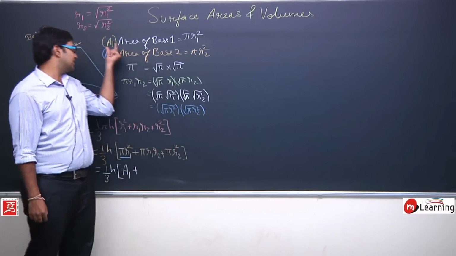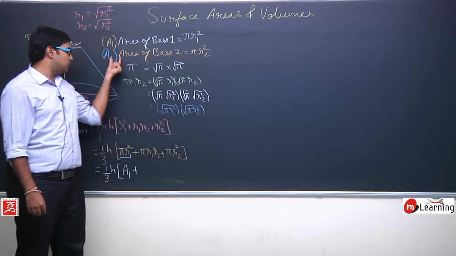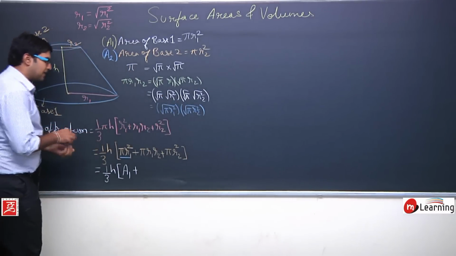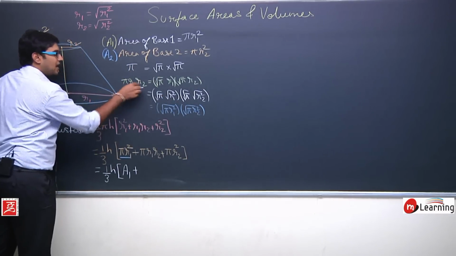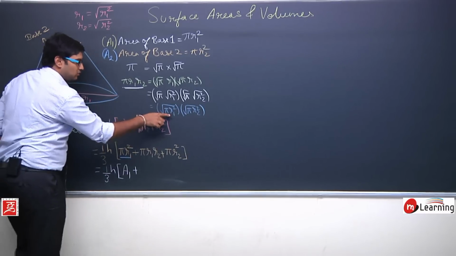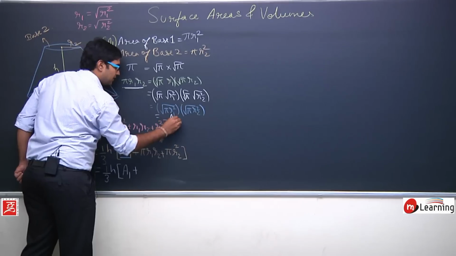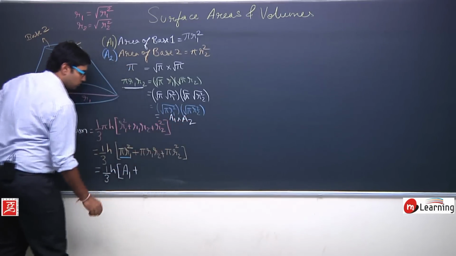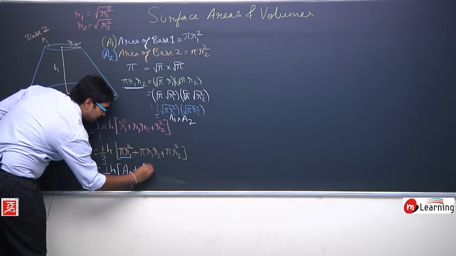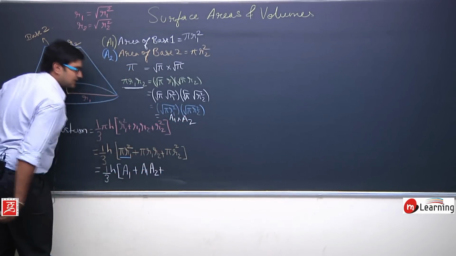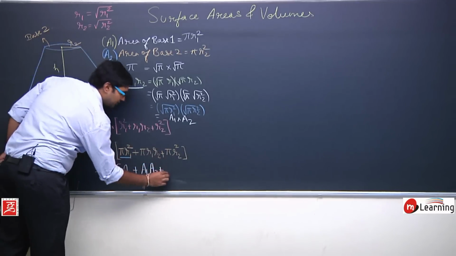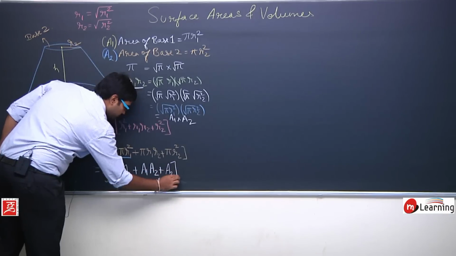Pi r1 square is a1, pi r2 square is a2. So what I can see is, in place of this value pi r1 r2, I can write this value which is equal to a1 into a2. So in place of this I will write a1 a2, plus this is pi r2 square which is a2.